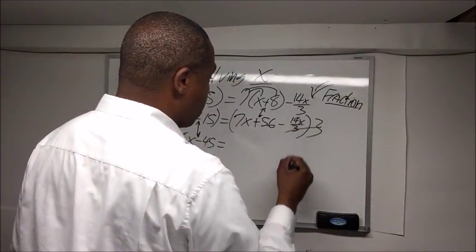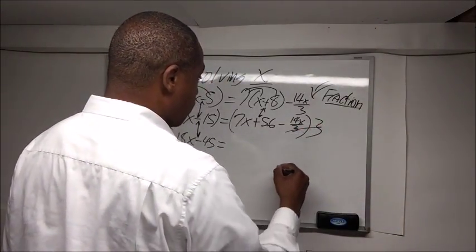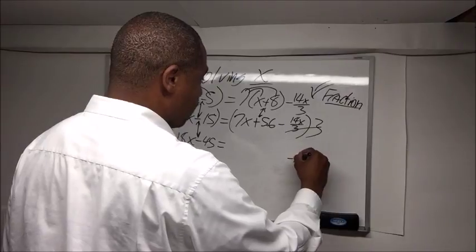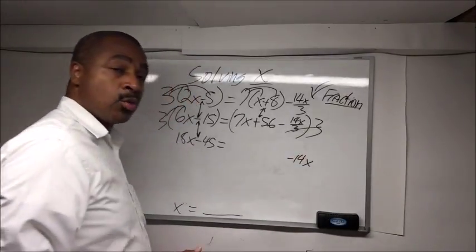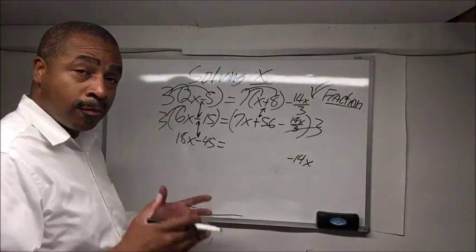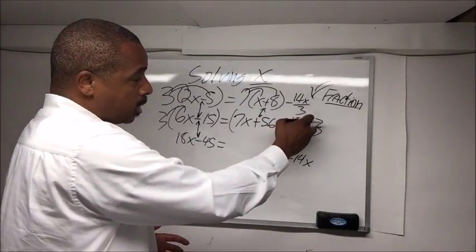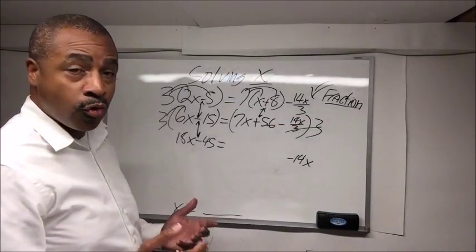Then that 3 cancels out. I'm going to go ahead and do that with the 14x, just to get rid of the fraction, because that was the whole focus of multiplying each side by 3. So we can get this 14x over 3 just down to 14x.